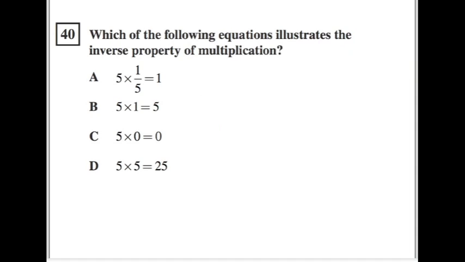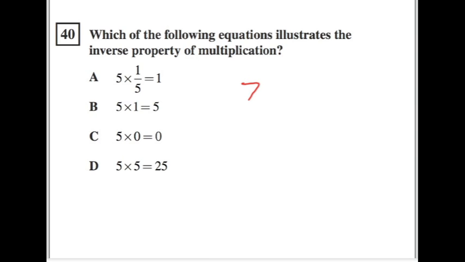All right, number 4 says, which of the following equations illustrates the inverse property of multiplication? So inverse property of multiplication means that pretty much the way we learned it was that it was flipping something. So let's say we have a number like 7. If we were to find the inverse of 7, we'd have to flip it. Now, usually it'd have to be in fraction form.